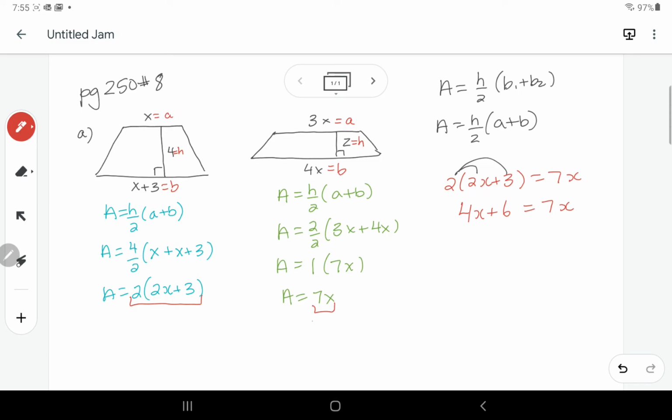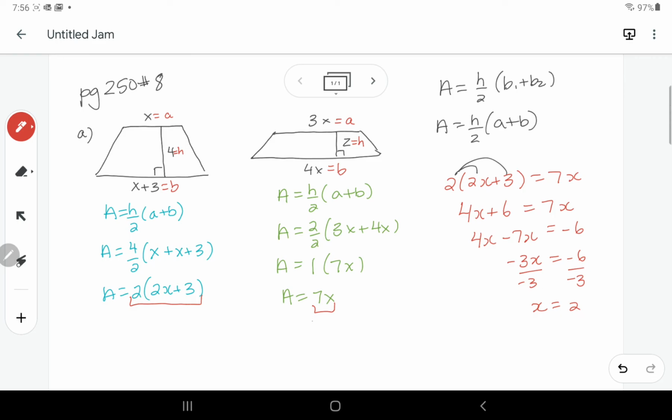And then I would bring my variables to the left and numbers to the right. So I'll have 4x that was there, and the 7x will come to the left and be minus 7x. And then the plus 6 will go to the right, and it will be minus 6. Now 4x take away 7x is negative 3x, which is negative 6. And I divide by negative 3 on both sides. So x equals 2.